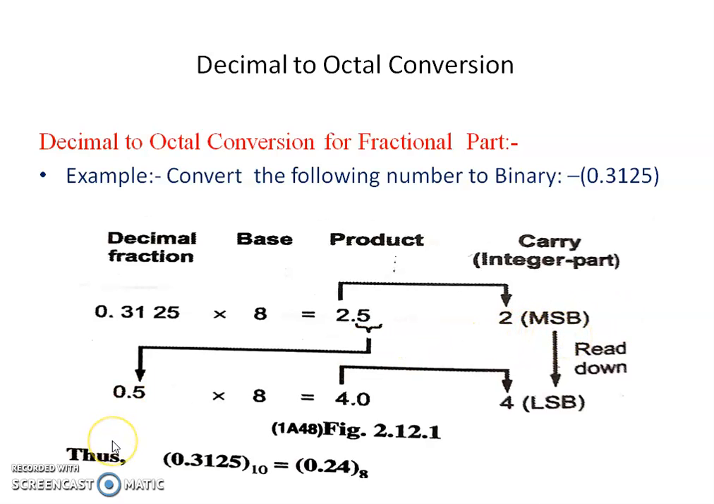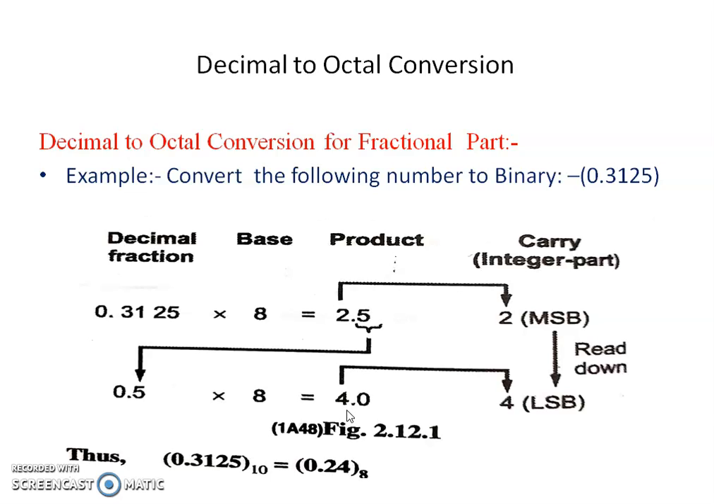Now the third step is to multiply the fractional part of the product that is obtained in step 2 and record the carry. So multiply this product by base 8 and obtain your product. And repeat step 2 and step 3 till the fractional part of the product is 0.